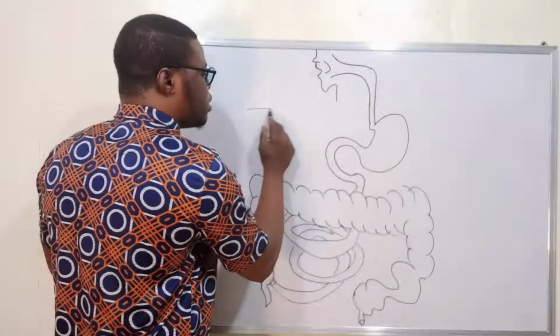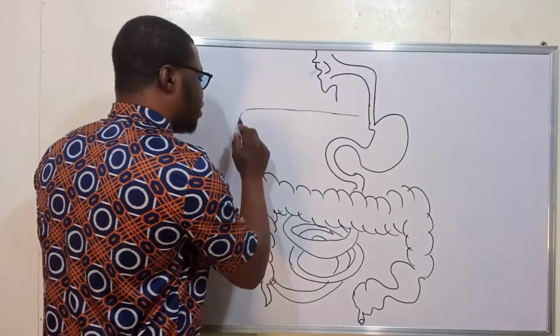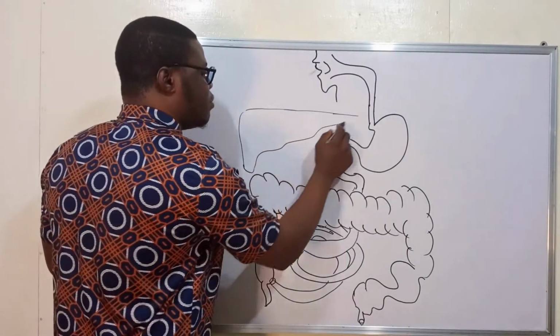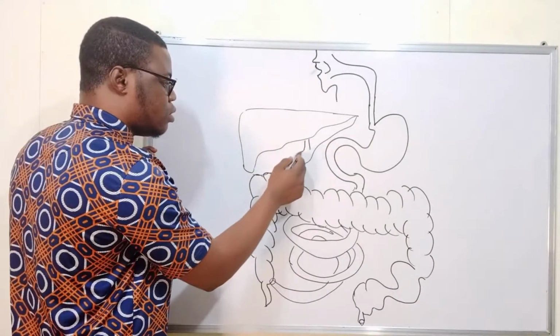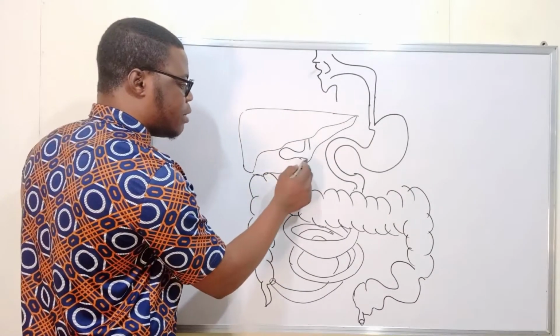That's the sketch. Now, we have other accessory organs as well, such as the liver, right here. But I don't want to be giving a more detailed diagram, so we'll be talking about that later. Under it, you have the gallbladder, right here. We'll be talking about that later.